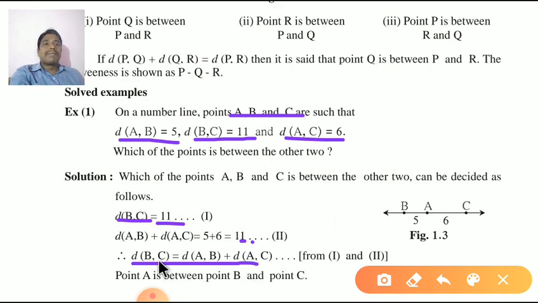That means B and C are the end points and the remaining point is A, hence point A is between B and C. So in the figure, B and C are the end points and A is between B and C. Now here BA, that means AB, is equal to 5 and AC is equal to 6. 6 plus 5 is equal to BC, and BC is equal to 11. Hence distance BC is equal to distance AB plus distance AC. That means B and C are the end points and A is between B and C.